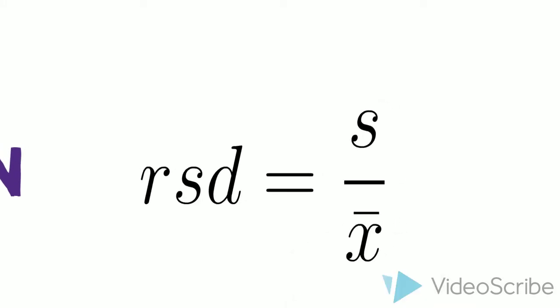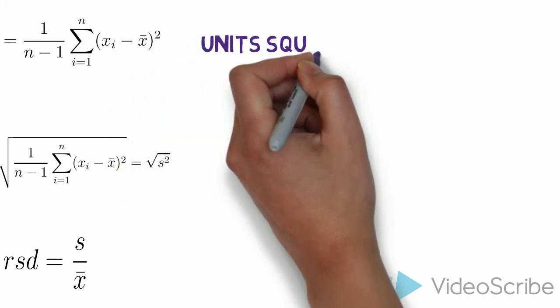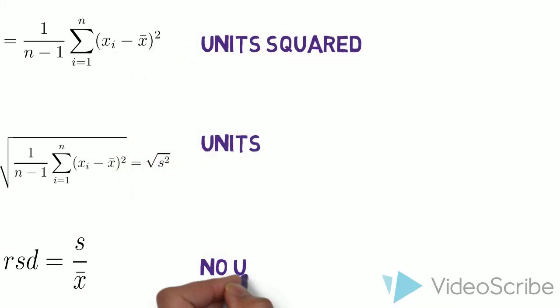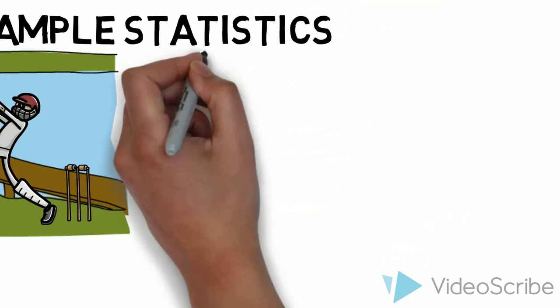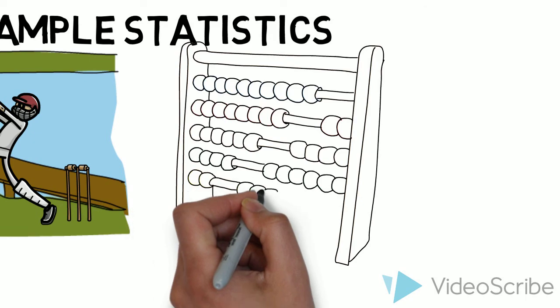Small point, variance has weird units because it's whatever data we had, units squared. Standard deviation's okay, that's units, but the residual standard deviation, the units cancel out and it has no units.